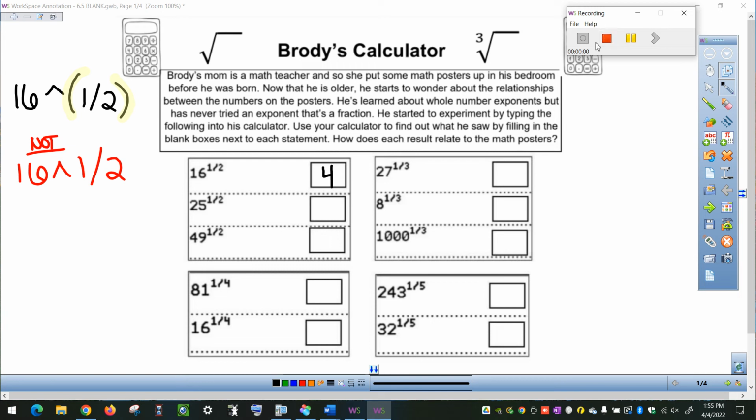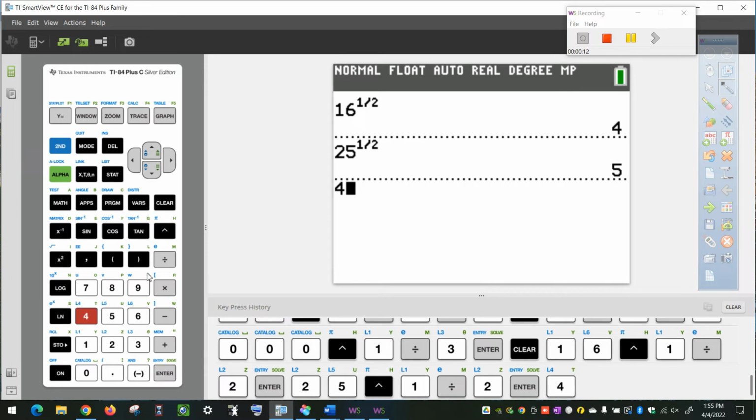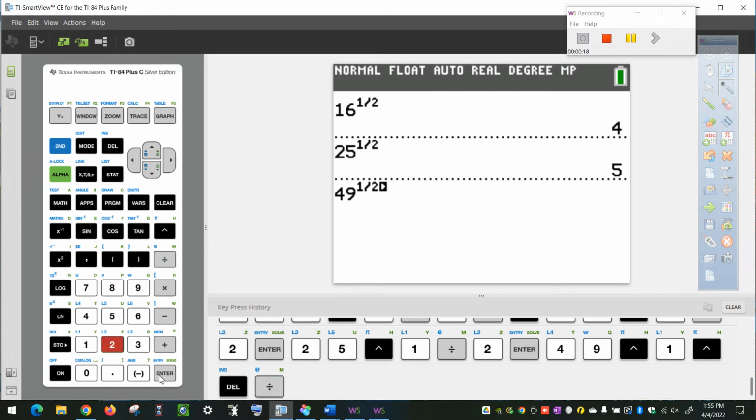All right, so we did that first one together. So we saw that 16 to the 1/2 is 4. If we try this for the next two, we get 25 to the 1/2 is 5. 49, whoops, has the exponent key in extra time. 49 to the 1/2 is 7.